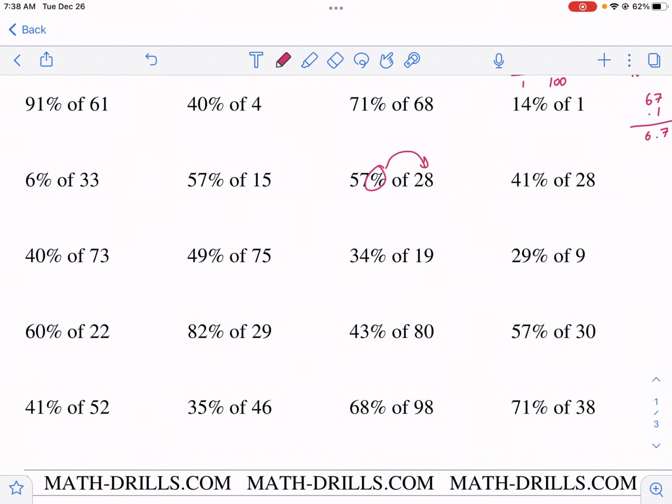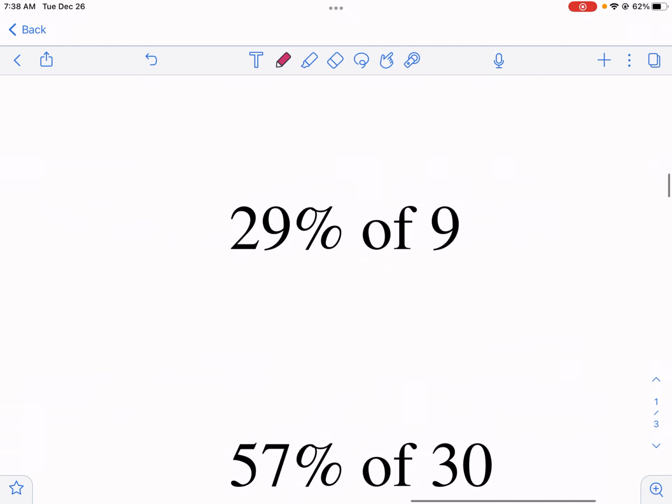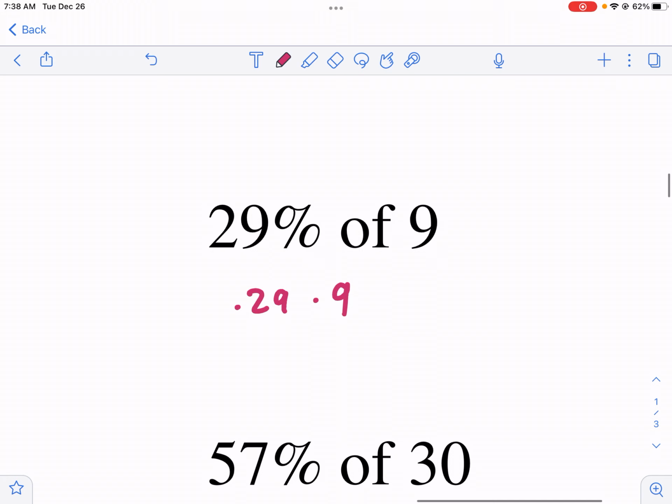But bottom line is it doesn't matter which method you use. Just understanding that you need to change the decimal to percent and then go from there. That's probably the best way to go, okay? So I have 0.29 times, I want that not to look like a decimal, times 9. And it's the same process here. It's the same thing that we've been doing.